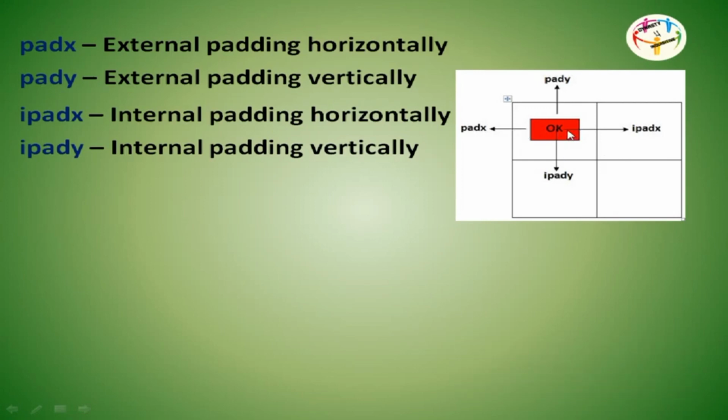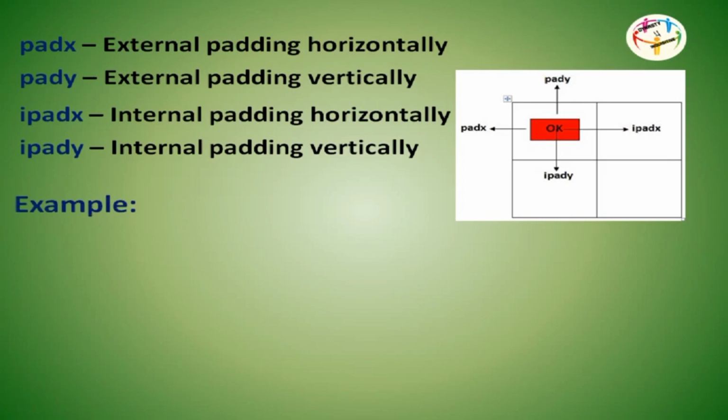Similarly, the space between the button text and the edge of the button is called internal padding. So this is internal padding horizontally and this space is called internal padding vertically. So as per our requirement we can set these parameters.